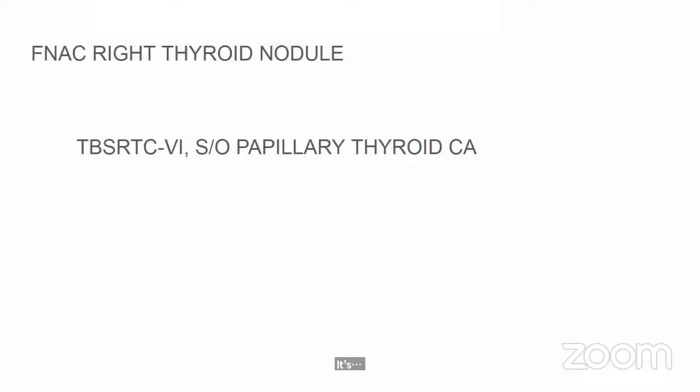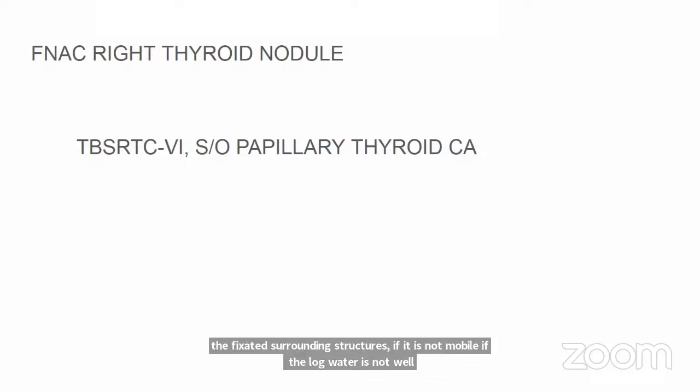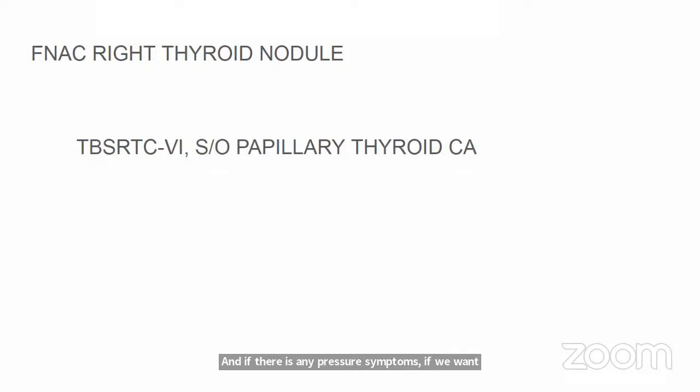Okay. And then tumor factors, what are the tumor factors? Ma'am, a large, meaning a T3, T4 nodule, like a large thyroid nodule, more than 4 centimeters, with fixity to surrounding structures, if it is not mobile, if the lower border is not felt, and if there are any pressure symptoms, if we want to rule out any mediastinal nodes also, in such cases.